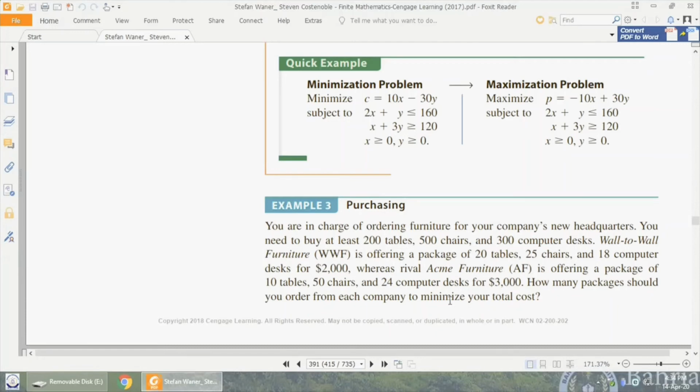So now, how many packages should you order from each company to minimize your cost? That means the cost function shall have both the values for 2000 and 3000, x and y, for desks from this company and from that company, which is offering a package for 3000. Since we have kept this as x, we're going to have 2000x plus 3000y, which will be equal to C, so we can have P as minus C for the maximum profit.